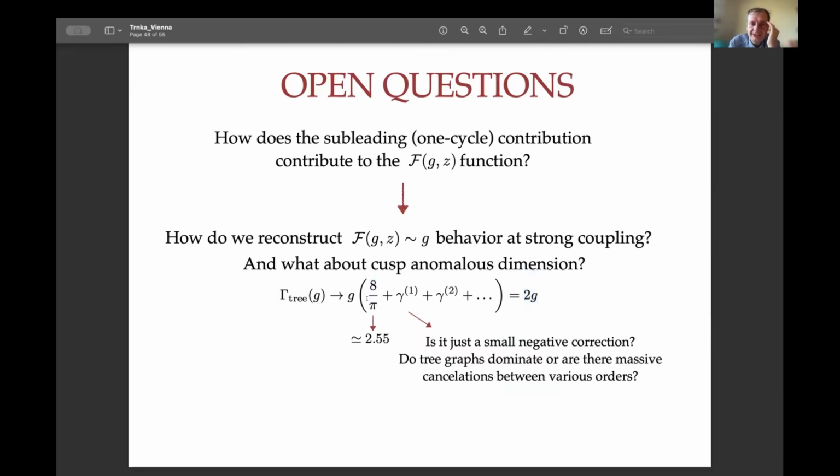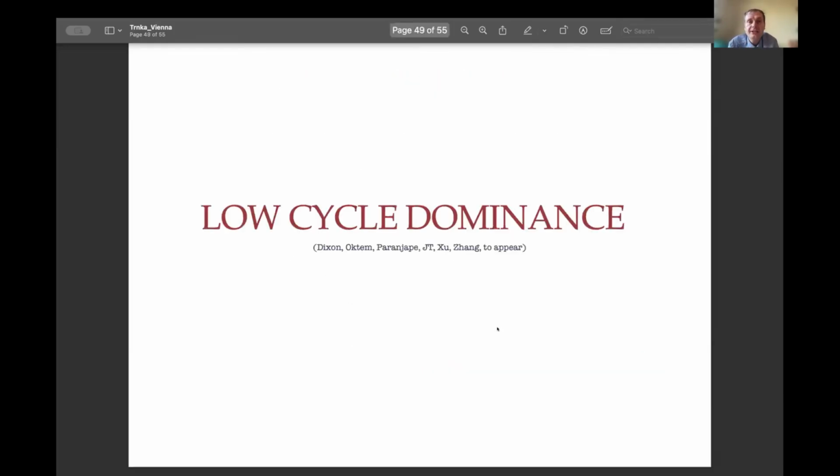From the trees, we get 8 over pi, which is like 2.55, but also has this weird 1 over pi number. Now, if we add more and more contributions from 1 cycle, 2 cycle, and 3 cycle, are there just small corrections to this? Or are there just some wild numbers, plus, minus, with different signs? It's not even clear that they stay the same order of G. Yeah, all of them. So that's the question.